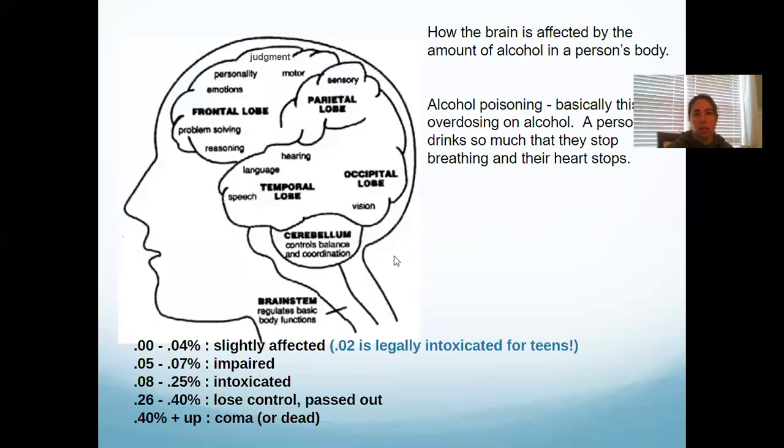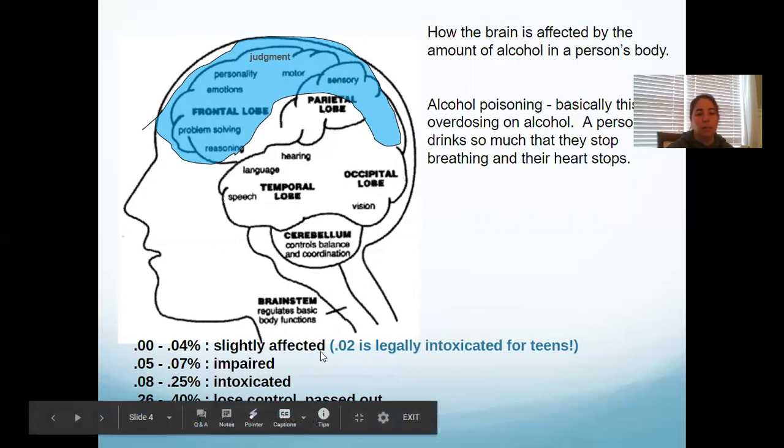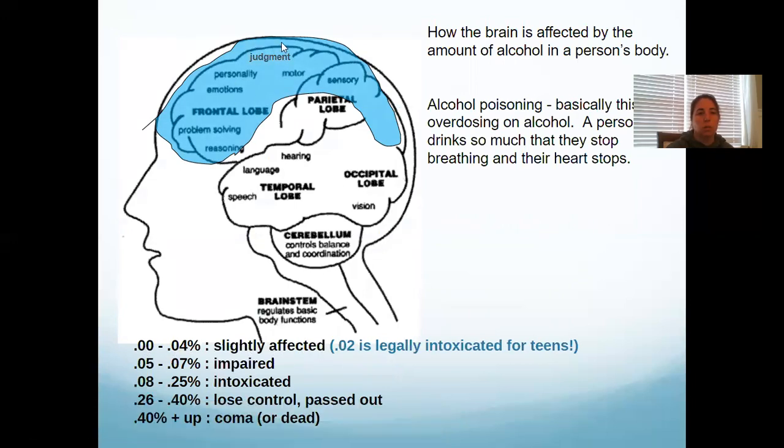All right. So this is the brain right here, and how alcohol affects a person's brain. So down here, we have that BAC number, and this shows the first part of the brain to be affected. Okay, so the big thing is your judgment. Making decisions, problem solving. That's the first thing that's going to be affected by drinking. So it doesn't take very much, and it starts to get affected.